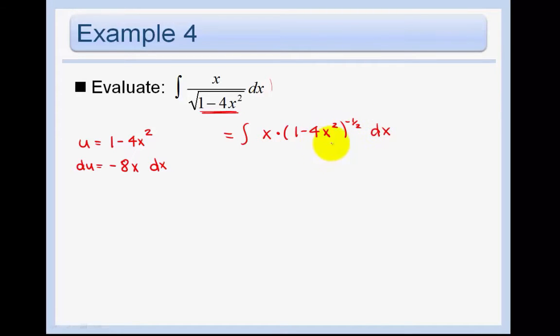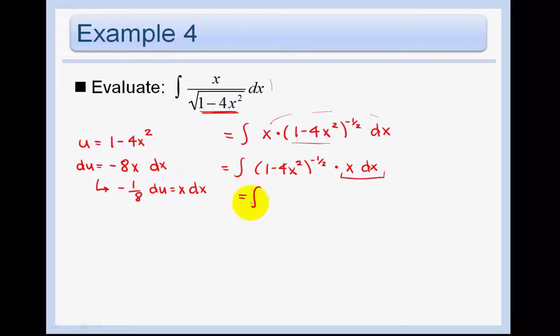What I'm really hoping for, this is my u, and so I want this part to be part of my du. So I'm just going to reorder things. I want my x dx. I need to substitute for that with a u. So I'm going to divide both sides by negative 8. Now I can substitute. This was just u.